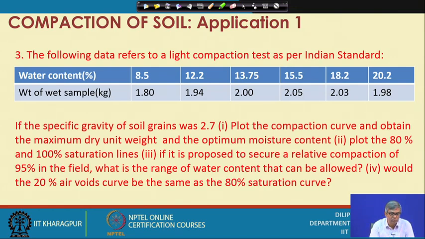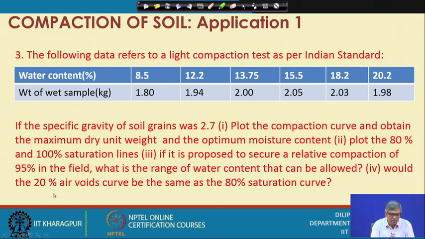Now what we have to do: if the specific gravity of soil grains was 2.7, plot the compaction curve and obtain the maximum dry unit weight and the optimum moisture content. Then plot the 80% and 100% saturation lines. If it is proposed to secure a relative compaction of 90% in the field, what is the range of water content that can be allowed? I have shown that if you have a compaction curve, it has a maximum dry density. If I want 95% of that, suppose you have got 1, 95% of 1 means 0.95, then I will draw a horizontal line at 0.95. So 0.95 dry density will be on both sides of the optimum, and that range you will get.